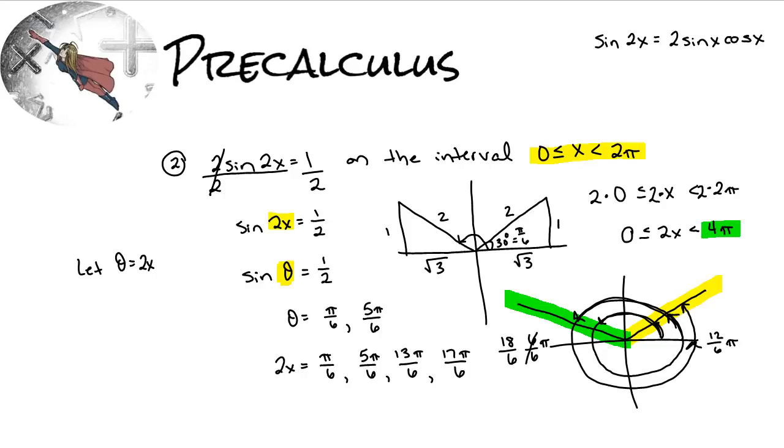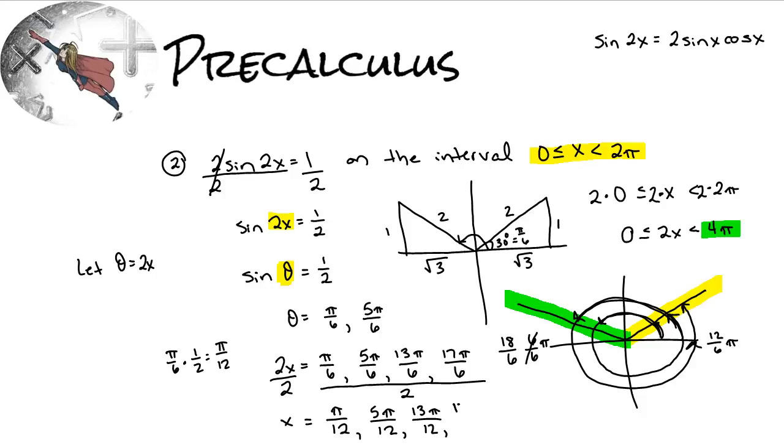But the last thing is that these are the 2x answers. So to get just the answers for x, I have to divide every single answer by 2. And when you do that, it's the same as multiplying by 1/2. So it basically just turns all the denominators into 12s, because pi over 6 times 1/2, just think about that to the side here, that's pi over 12. And if I keep doing that with every single fraction, it's just going to be the same thing. So 5 pi over 12, 13 pi over 12, and finally 17 pi over 12. And that's it.